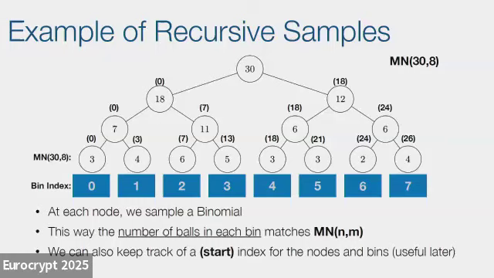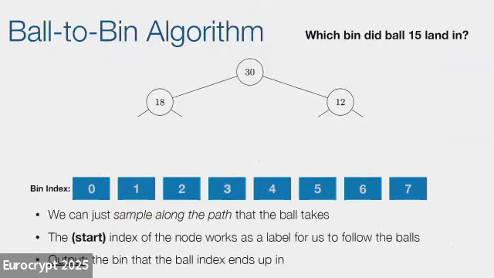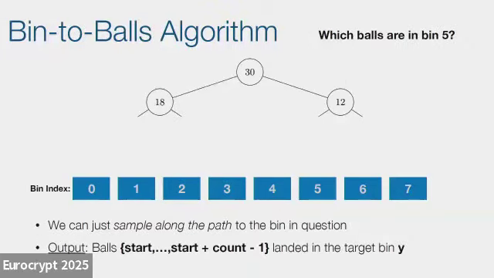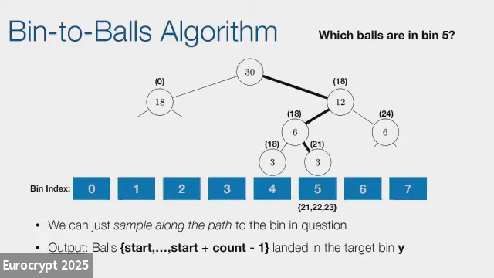Now we'll walk through why this is efficient in both directions. Given a specific ball, say ball 15, which bin did it land in? I sample this top binomial, then I say, okay, ball 15 is less than 18, so it went to the left. I sampled that binomial, it's more than 7, it's more than 13. And so I know ball 15 landed in bin 3. Very similarly, if I want to know which balls are in bin 5, I just walk to bin 5, sampling along the way. I sample my binomial, then I walk to the right, sample left, sample, and right again.